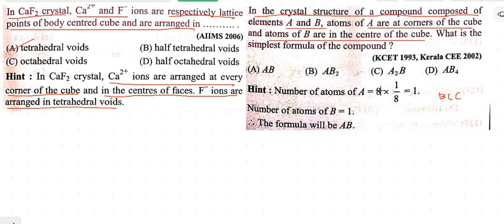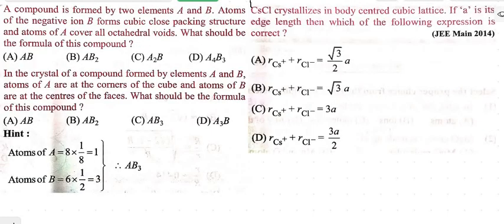So corner contribution is what? 8, because all 8 corners are occupied. So 8 into 1 by 8, that becomes 1. And the number of atoms in the body center is B, that is 1. So if you take a ratio A is to B, that is what? AB. And your answer will be AB. Okay, I hope this is also clear. So we will see one more numerical or MCQ based.